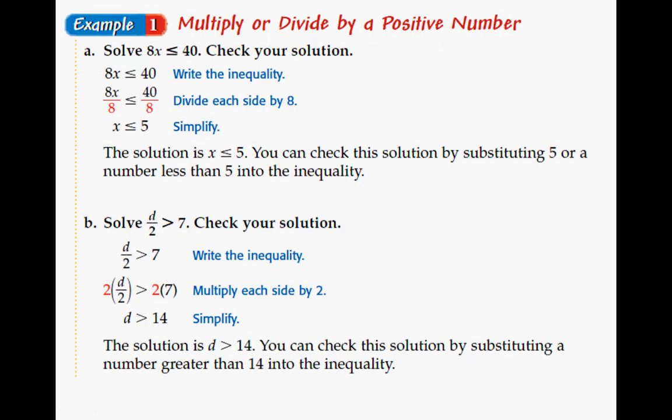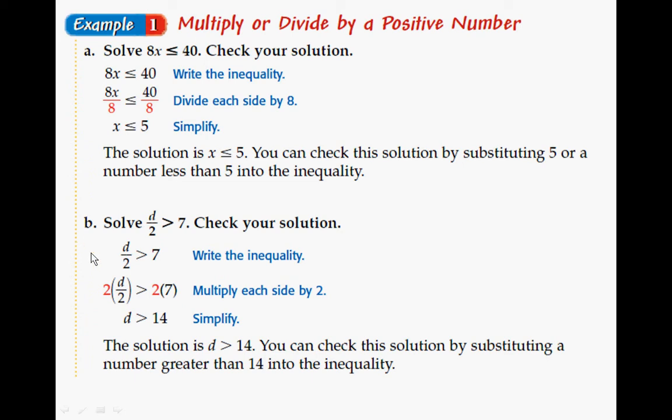Alright, so let's take a look at some examples. We have 8x is less than or equal to 40. So if we divide both sides by 8, and again we show it using the fraction bar and then dividing by 8, then x is less than or equal to 5. And you can check this solution by picking a number that is 5 or less than 5, and it should still keep the sentence true.